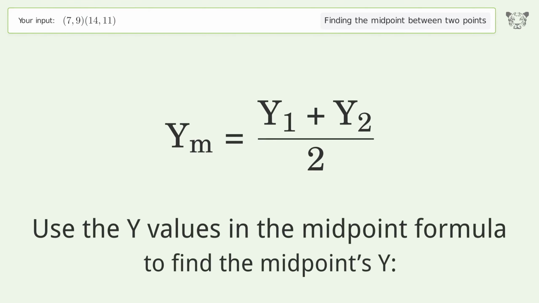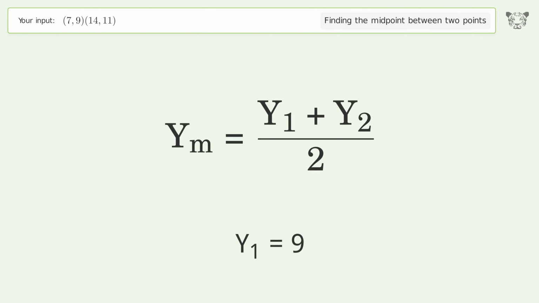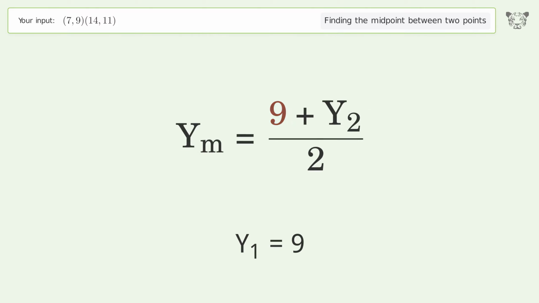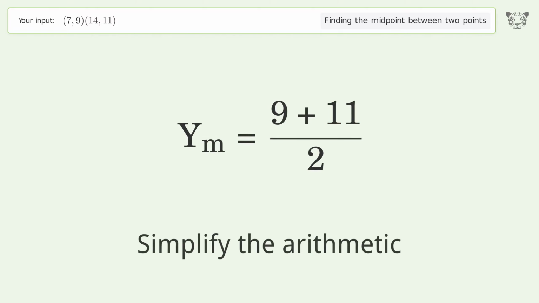Use the y values in the midpoint formula to find the midpoint's y. y1 equals 9. y2 equals 11. Simplify the arithmetic.